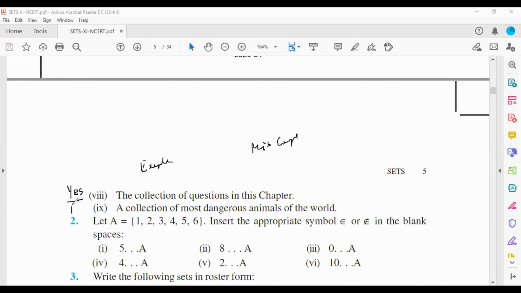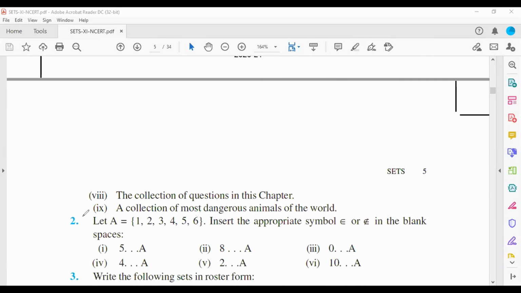Ninth one, no. Why? The word dangerous is not well defined. What is dangerous? For some people, a cockroach itself is dangerous. Right? For some people, they may think only a lion is most dangerous. It depends on what kind of person. So it differs. Most dangerous animal is not well defined. So it is not a set. It doesn't form a set.